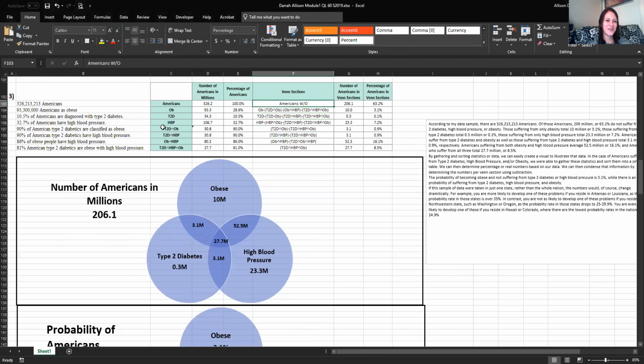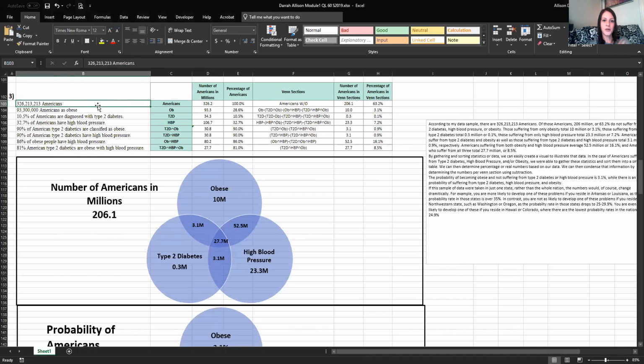I figured it out. So we were looking at the number of Americans total, which I'm not sure when this survey was done, but at the time there were 326 million, 213,213 Americans. It said that 93,300,000 Americans are obese. 10.5% are diagnosed with type 2 diabetes. 32.7% of Americans have high blood pressure. 90% have type 2 diabetes and obesity. 90% have type 2 diabetes and high blood pressure. 86% have obesity and high blood pressure, and 81% have all three.